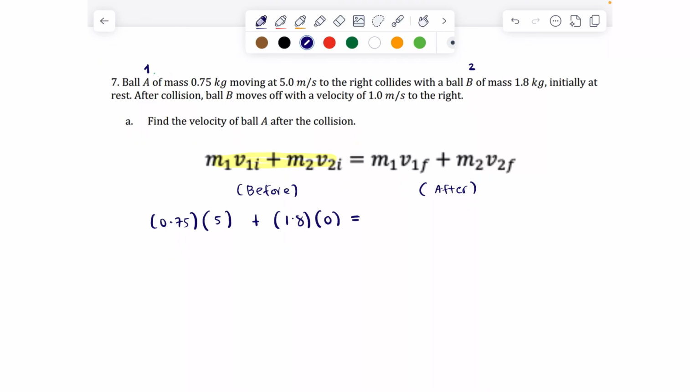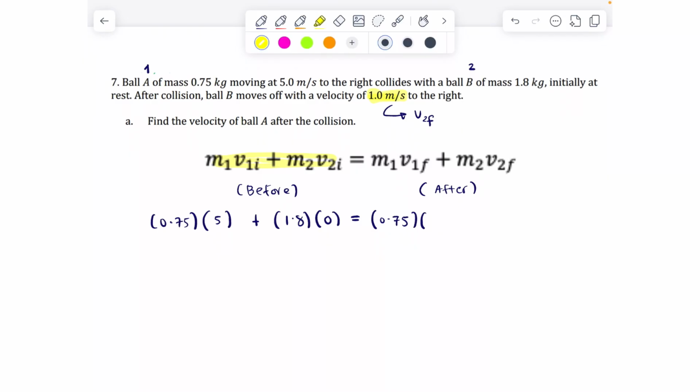That is equal to, we have here M1. So once again, M1 is just the mass of ball A, that's 0.5 kilograms multiplied by the final velocity of ball A. So it says here, after the collision, ball B moves off with a velocity of 1.0 meters per second to the right. So in fact, this velocity right here of 1.0 meters per second, let me highlight that, is the final velocity of ball B, or the final velocity of mass 2.